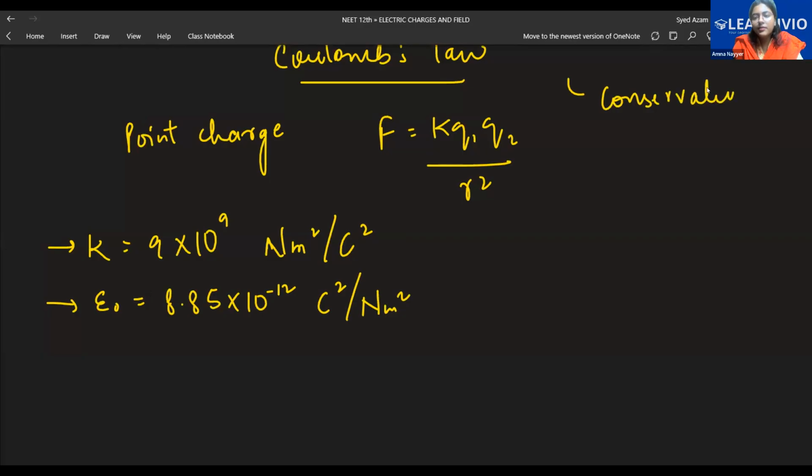It's a conservative force. It's a central force, and also it's a radial force. So these are the points which you should know. Apart from it, the rest of the details, you know that if a medium changes, the force becomes K times. So dielectric constant and everything we will see later also.